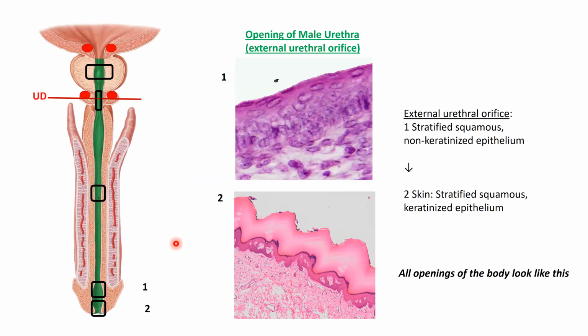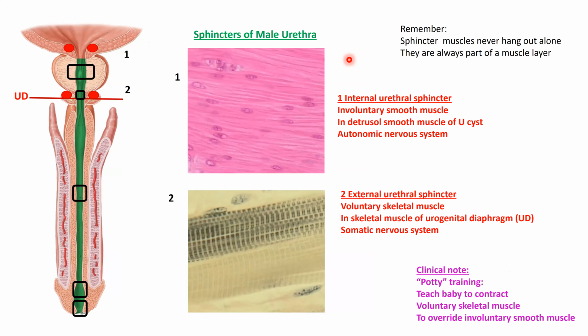So this is showing you the openings. Guys, this is nothing new. All openings of the body look like this. Whenever you get closer to the openings, it starts becoming stratified squamous non-keratinized, what you see here. And once you exit, it becomes keratinized and it becomes skin. And again, same in male and female. This is what we call the external urethral orifice.